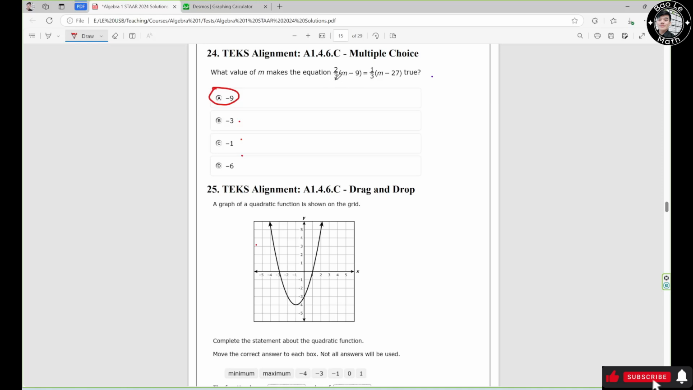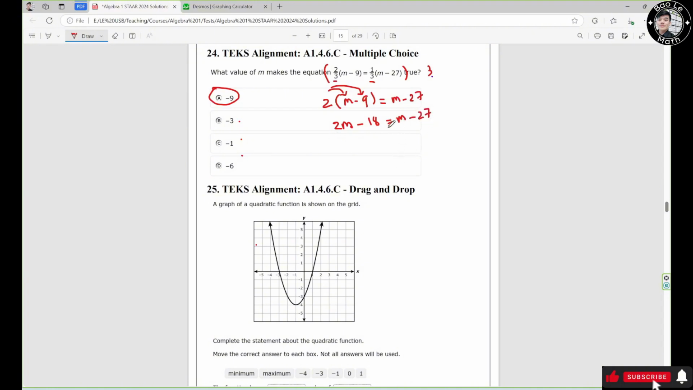So we see the fraction right here, the denominator is 3. We need to multiply both sides by 3. So 3 times 2/3 is going to be 2, times (m minus 9), because the 3 and 3 cancel out. Equals 3 times 1/3, the 3s cancel out, so it's going to be m minus 27. Now distribute this one. 2 times m is going to be 2m. 2 times negative 9 is going to be negative 18, equals m minus 27.